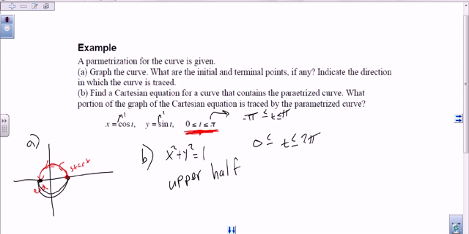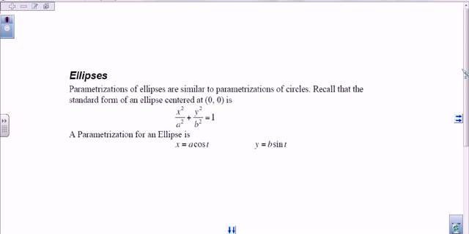Now let's take a look at another example, but this time with ellipses. So here's the general equation for an ellipse. There's different ways you can write this. Another way you could write it is x over r sub x. That's the radius of x.